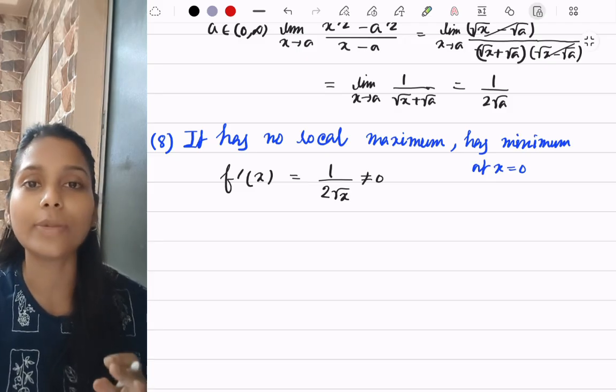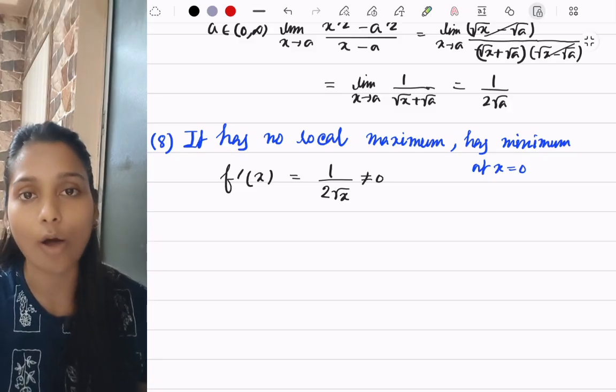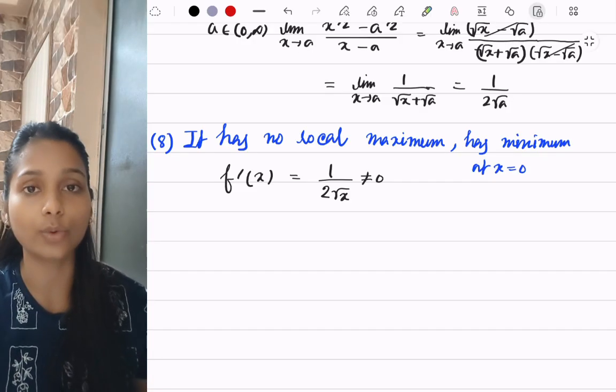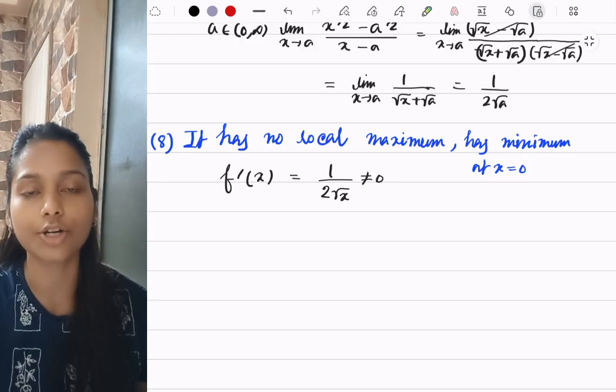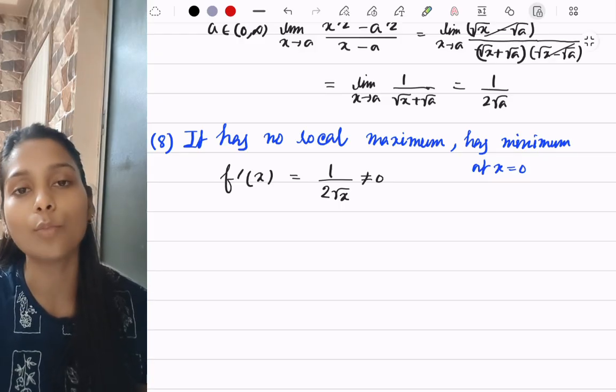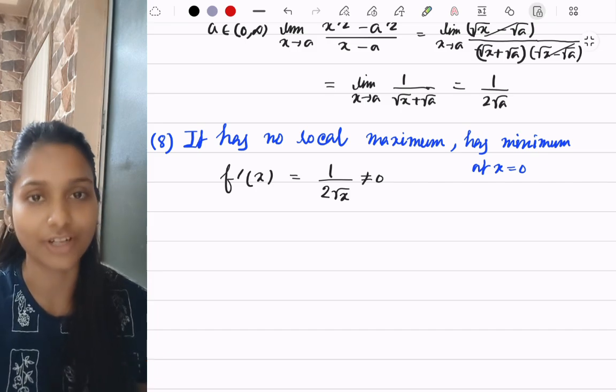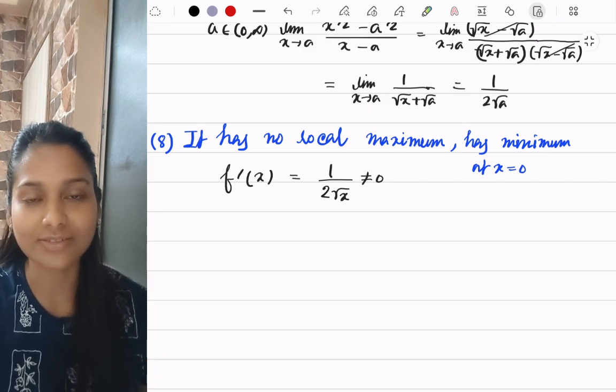In the next video, I'll be discussing the function x power 1 by 3, that is the inverse function to y equals x cube, the cubic function, and I'll be discussing more functions in the later videos.